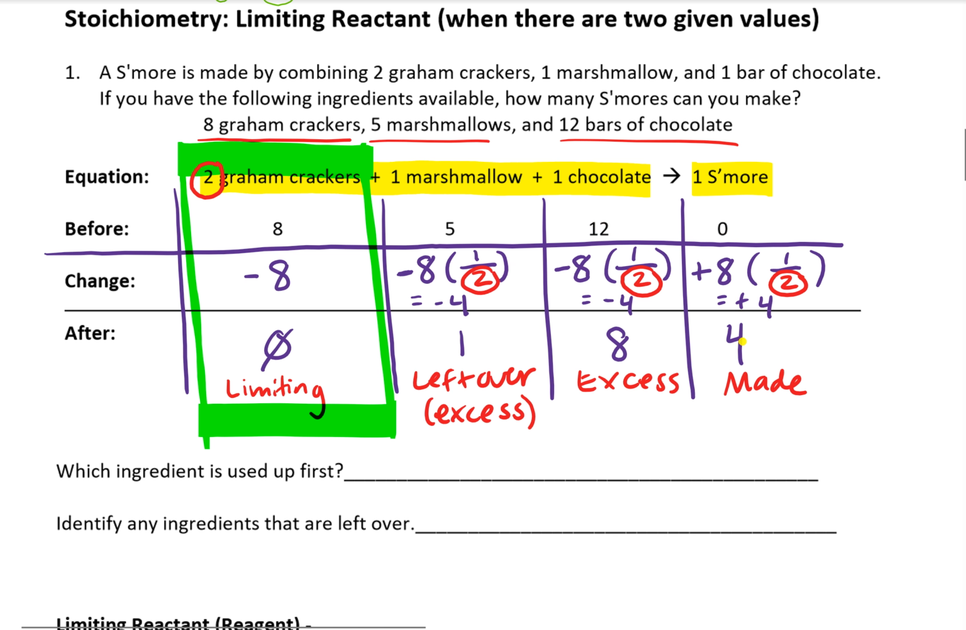So which ingredient is used up first? Go to your after row. The one that is 0 is completely used. That's your graham cracker. And then you do have a few ingredients that are leftovers. Those are your marshmallows and your chocolates.